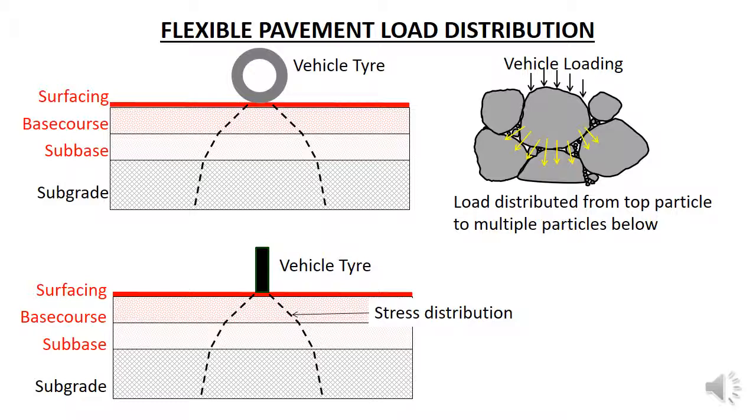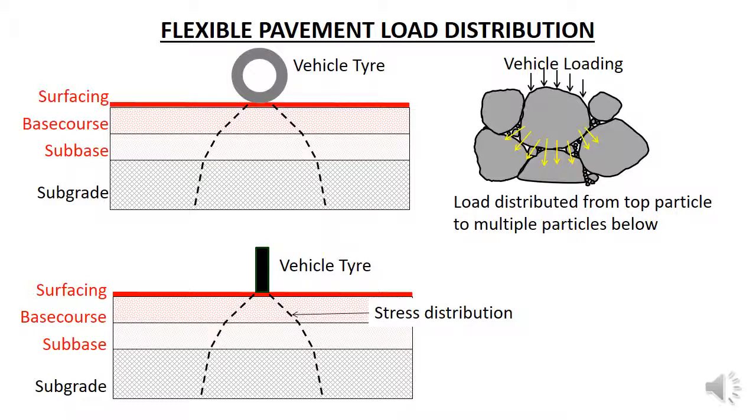The load is distributed both along the road, as shown in the elevation, and across the road, as shown in the cross-section. The three-dimensional distribution of the load means that a larger area of the base course is resisting the vehicle loadings as we go down through the base course layer. What that means is that the magnitude, that is the amount, of the loading decreases as we go into the base course layer.